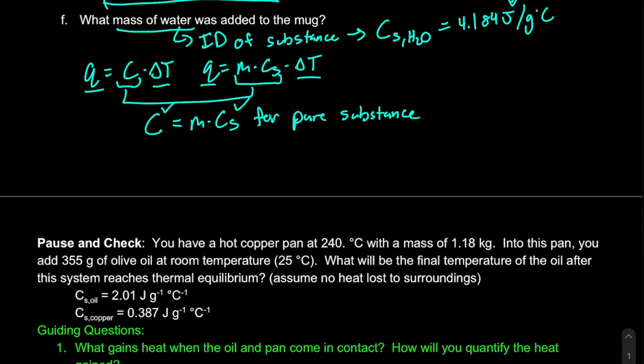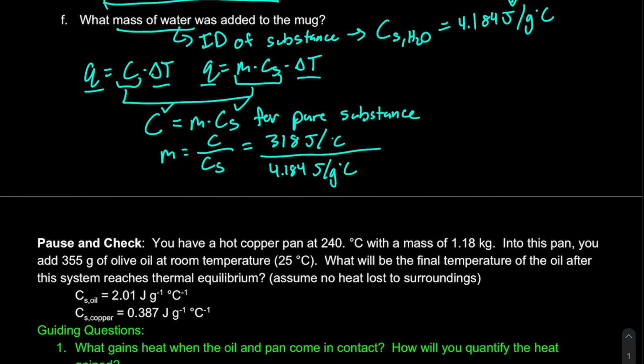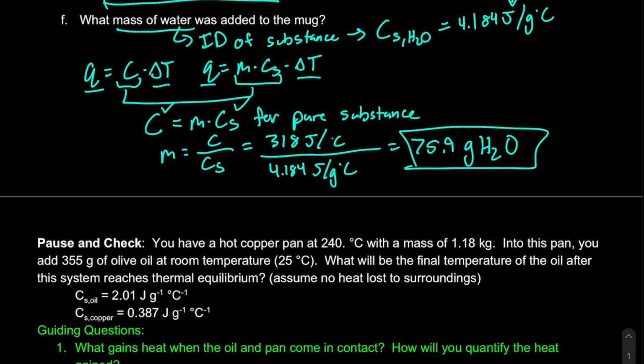So that means if I know my specific heat capacity and I know my heat capacity, I can rearrange this a little bit, and we find that our mass is our heat capacity divided by our specific heat capacity. So we now have the ability to plug in the information that we know, 318 joules per degree Celsius for our heat capacity, 4.184 joules per gram degree Celsius for our specific heat capacity, and we would find that we have 75.9 grams of water. So now we found the mass of water present inside of the mug that we poured it into.